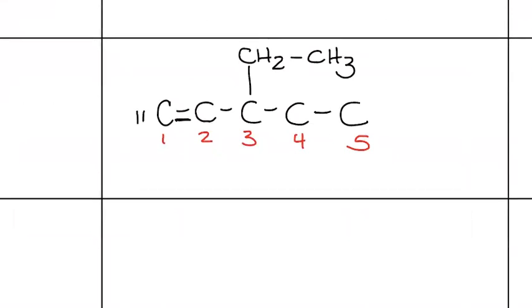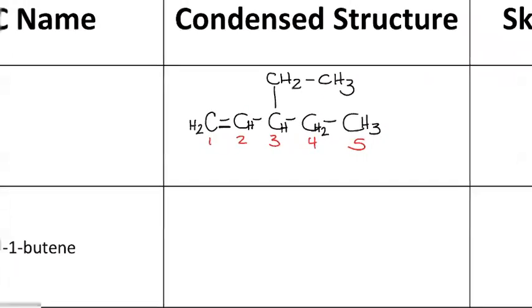Great job. Carbon number 2, how many hydrogens does it get? Awesome. Carbon number 3. Awesome, you guys are getting the hang of it. Carbon number 4, and carbon number 5. Excellent. So that's your condensed structure. Let's go to the skeletal.